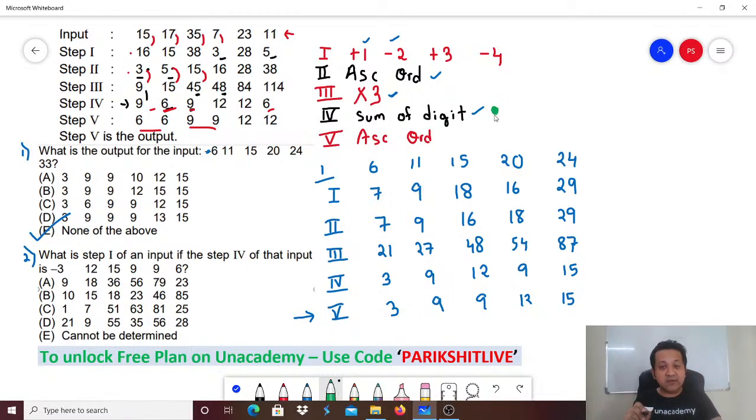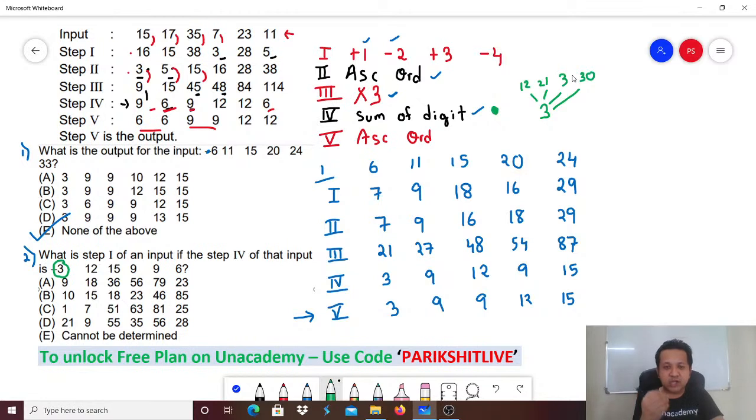So if someone is giving you step 4, let's say the first number is 3. Sum of digits is 3. And you have to go back. Can you tell me which is the next number? If the sum of digits of a number is 3 and you have to go back, is it possible? Not possible. Why? Because there are multiple possibilities. The previous number could have been 12. The previous number could have been 21. Or the previous number could have been 3. Or the previous number could have been even 30. So you cannot go back.